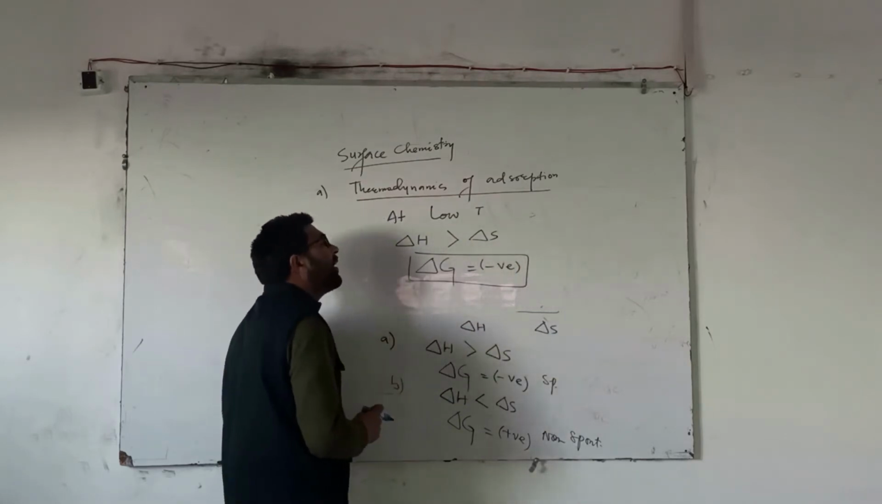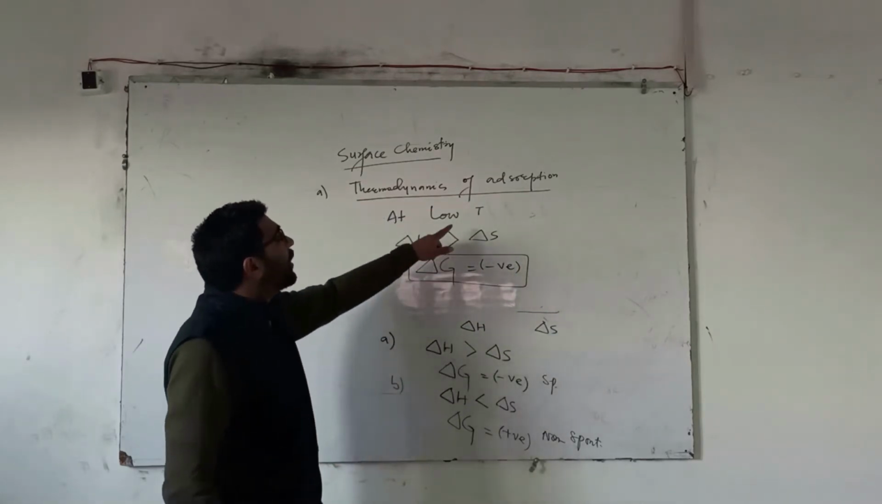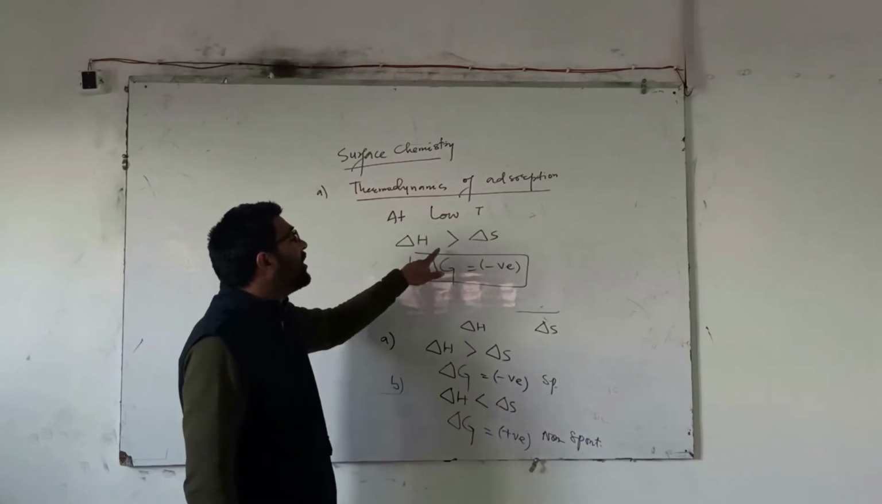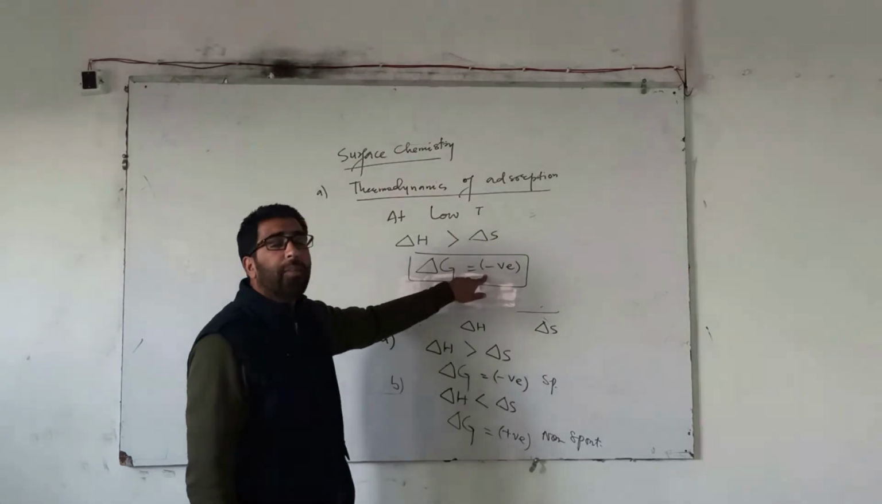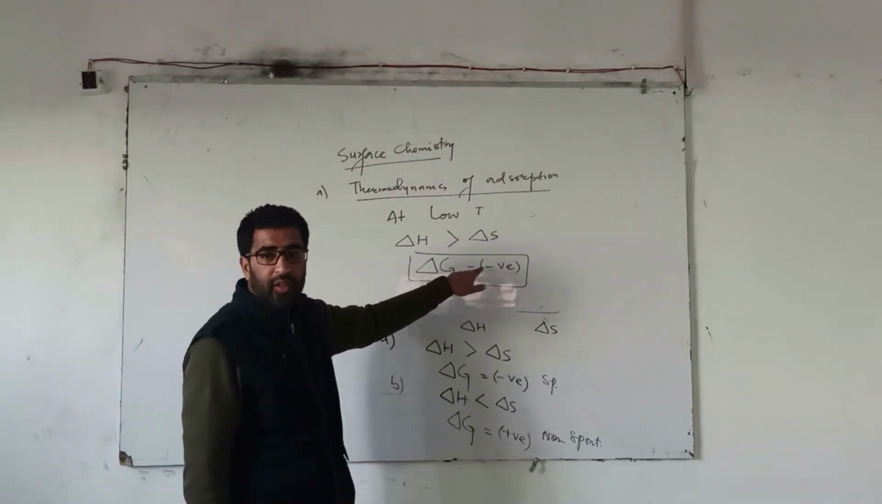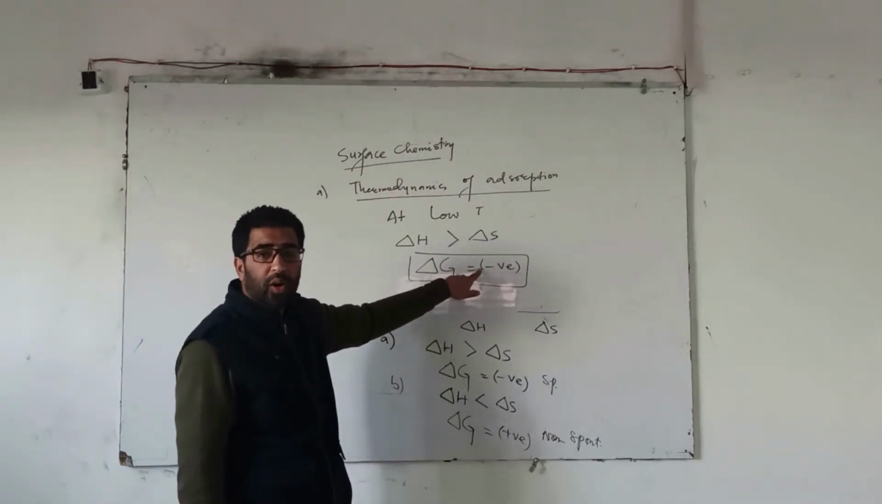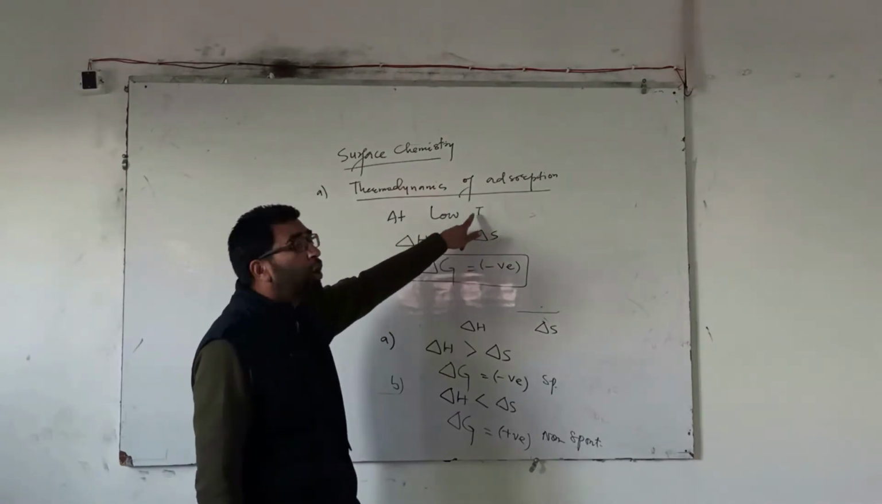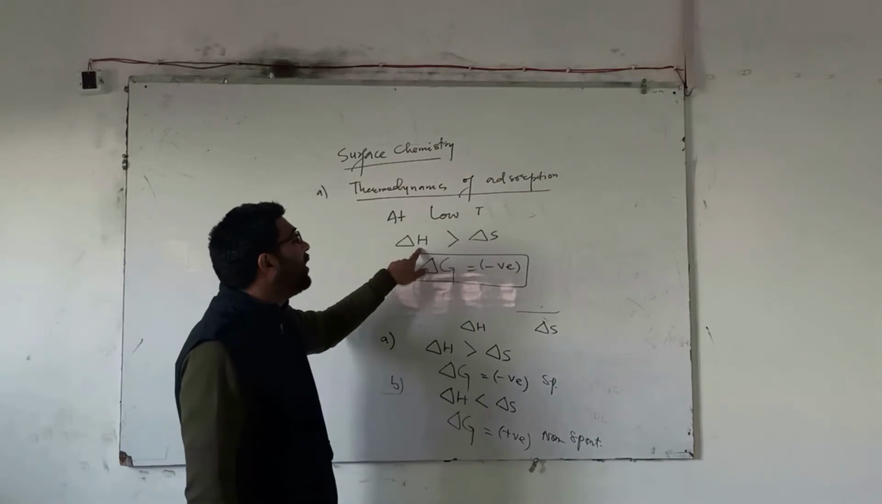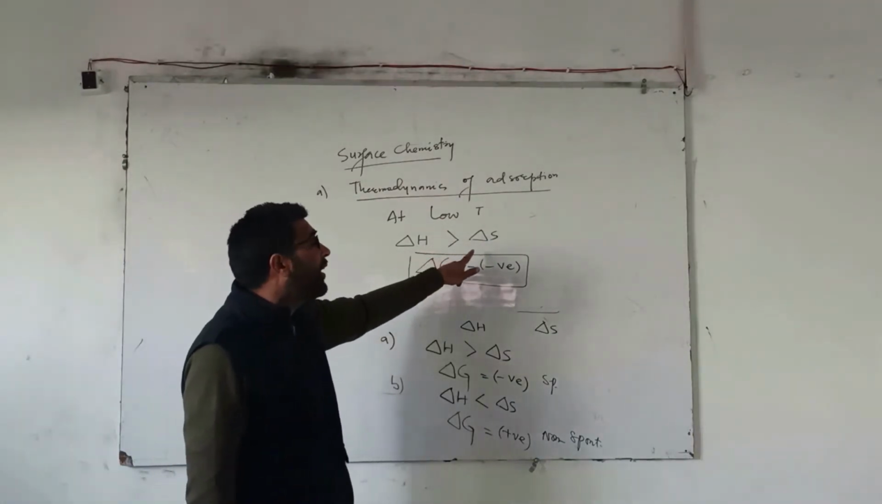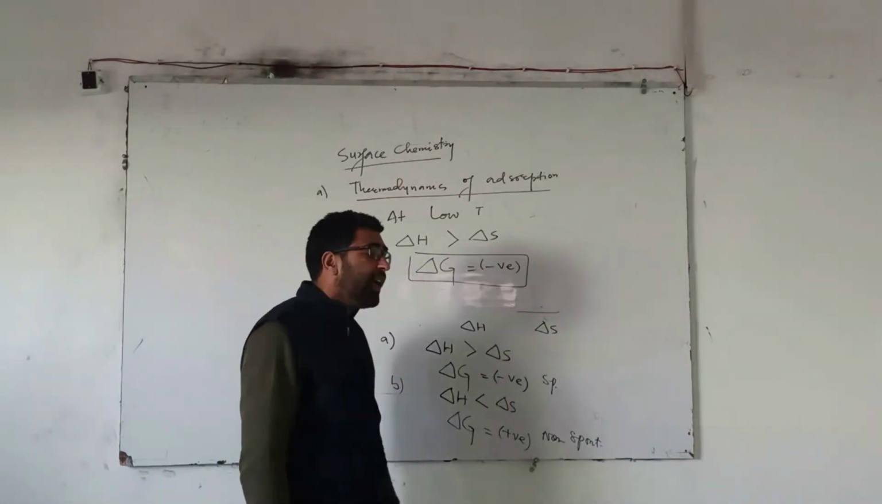I can say here like this: at low temperature, delta H is greater than delta S. Delta G means negative. That means adsorption will be spontaneous. That means adsorption will be spontaneous only at low temperature, because at low temperature the value of delta H is greater than the value of delta S.